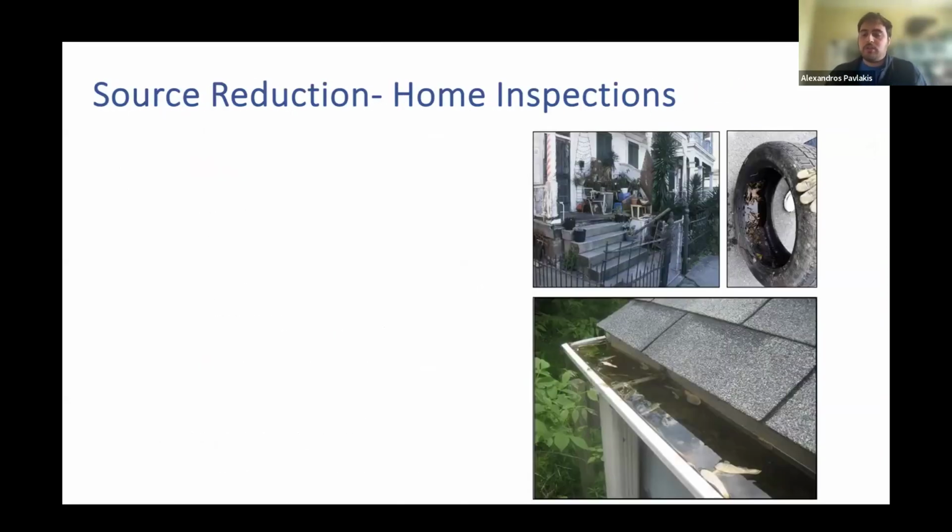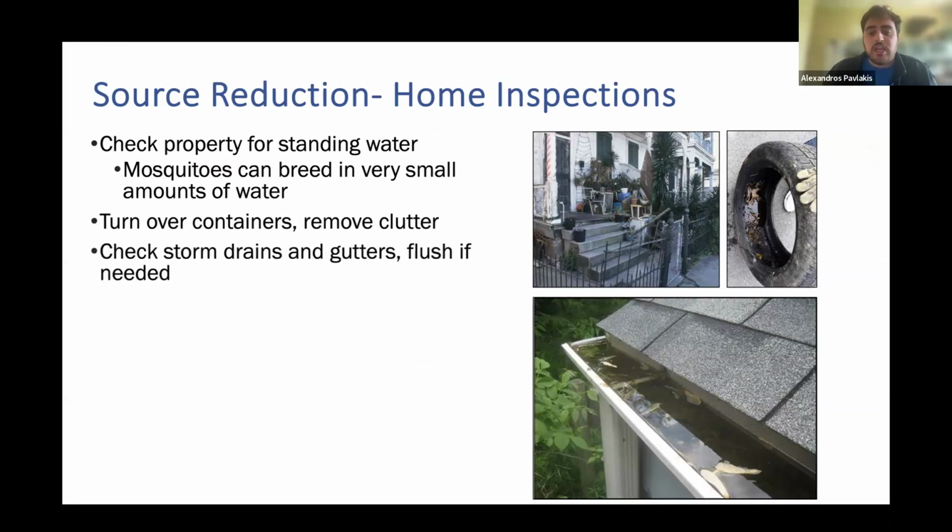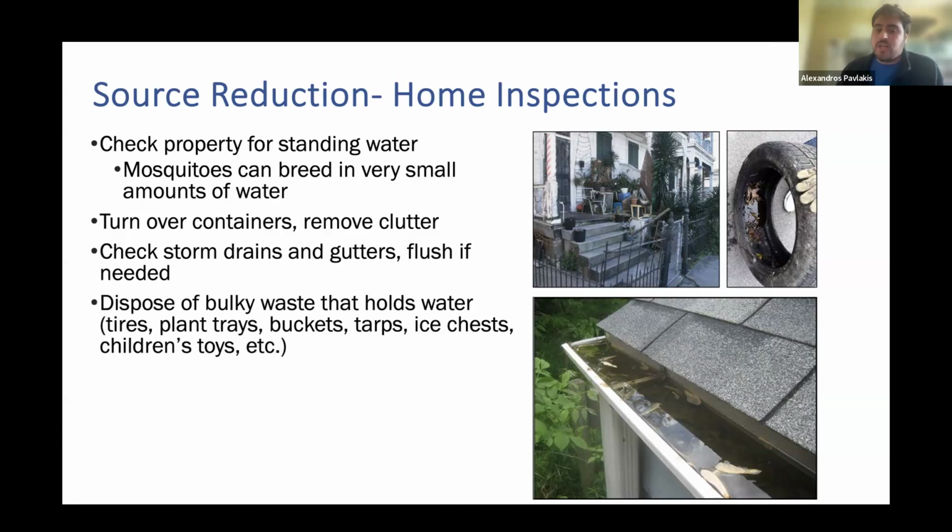So now let's talk a little bit about source reduction. First we'll start off with home inspections. We offer this as a part of our 3-on-1 or our citizen service request solutions. We come and can inspect their homes with their permission, and we check the property for standing water. Mosquitoes, especially container breeders, can breed in very, very small amounts of water. So we can help them with turning over their containers, removing clutter, and checking areas that they might not see, like storm drains and gutters, to flush them if they're clogged. We can dispose of bulky waste that holds water.